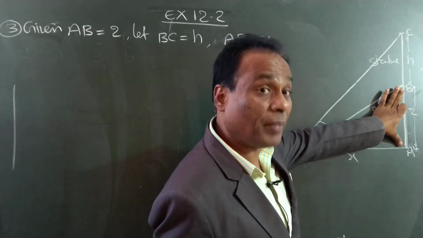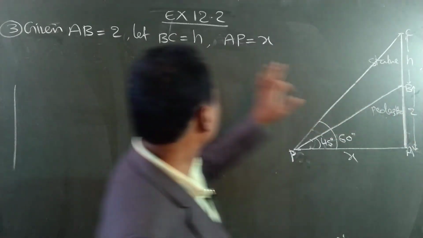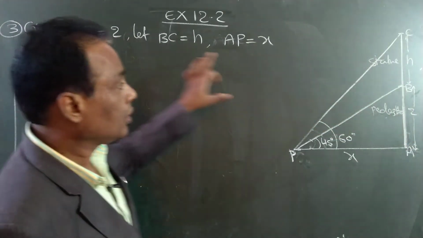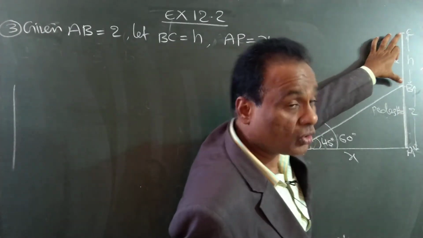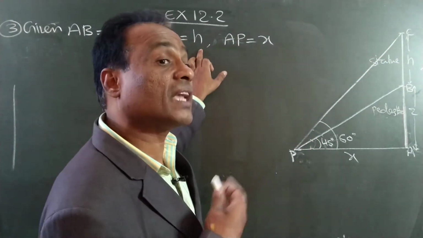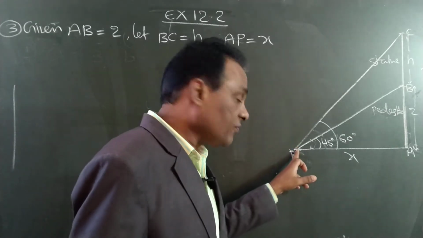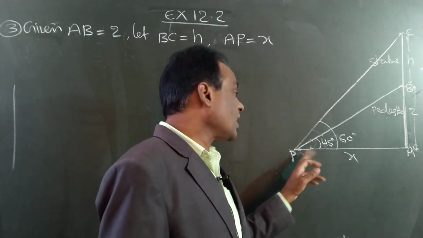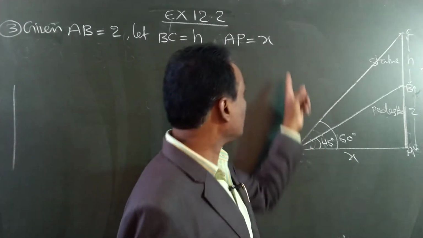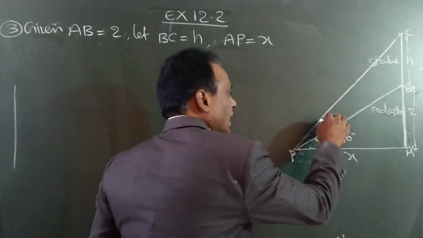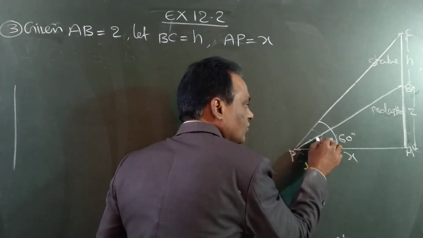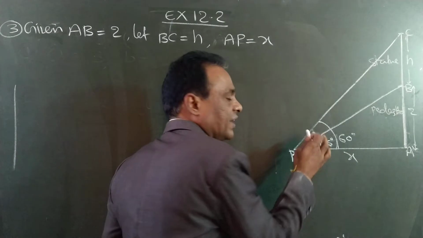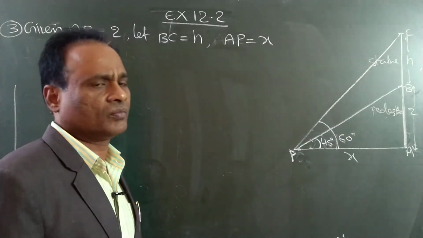What is the introduction? AB is the pedestal whose height is 2. BC is the statue whose height we are assuming as h. P is the observing point. Let AP is equal to x. So this angle is given as 60 degrees. This small angle is given as 45 degrees. It is given in the question.